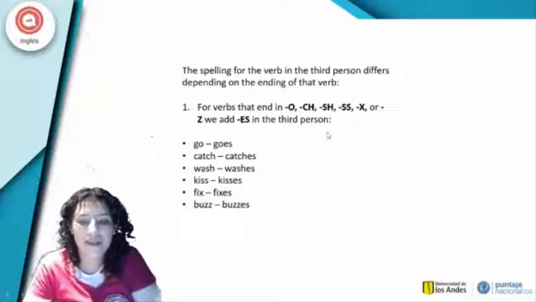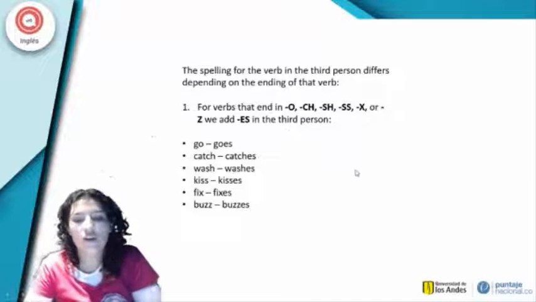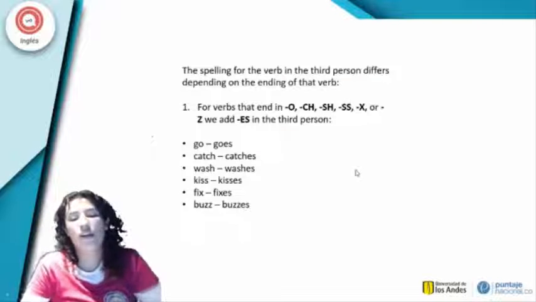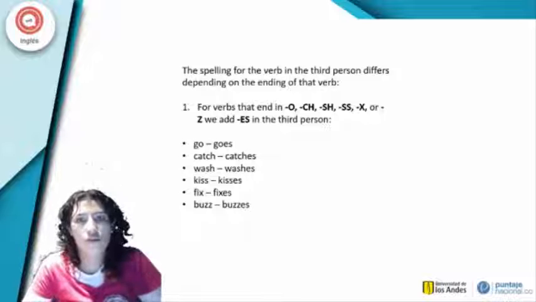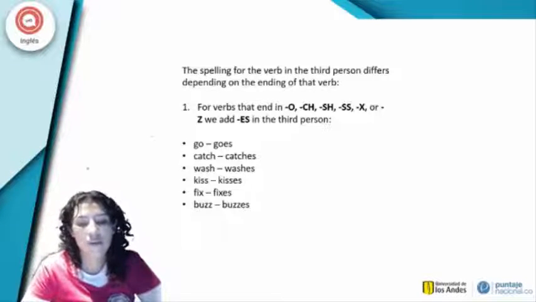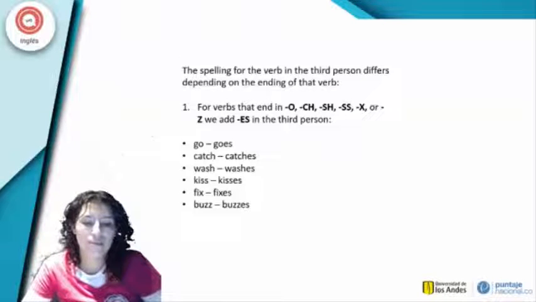So for verbs that end in O, CH, SH, SS, X or Z, we add ES on the third person. So it will not be go, goes, like G-O-S, but goes, G-O-E-S. Catch, catches, not catchs. Wash, washes. Kiss, kisses. Fix, fixes. Buzz, buzzes.